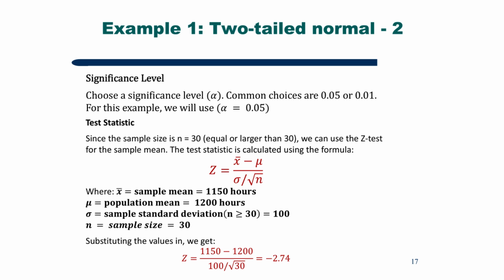Compute the z-score using the given values. Z equals 1150 minus 1200 divided by 100 divided by the square root of 30. This simplifies to z equals minus 2.74.